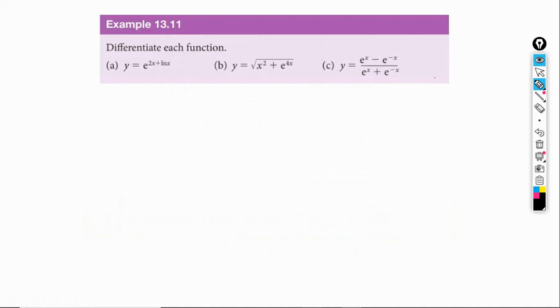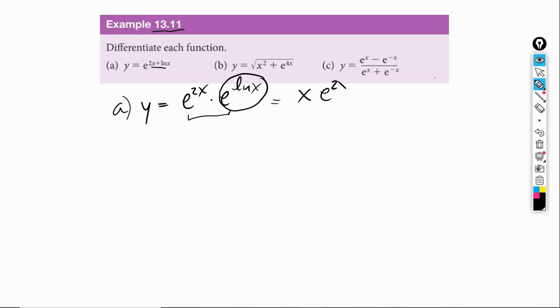Here we are on example 13.11, where they ask us to differentiate each function. We're going to start with a, and I'm going to rewrite it as y equals e to the power of 2x times e to the power of natural logarithm of x. The reason is that there's a sum in the exponent, so in reality we can rewrite it like this. Why do I do that? Because the expression e to the power of natural logarithm of x is simply x. So this can be rewritten as x times e to the power of 2x.